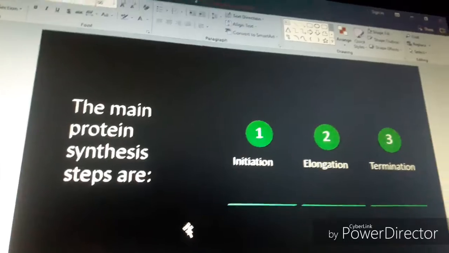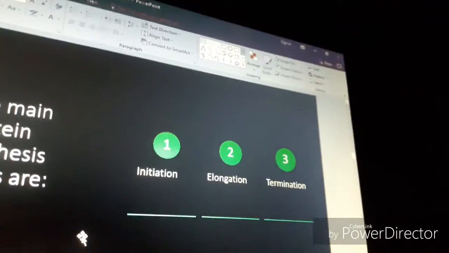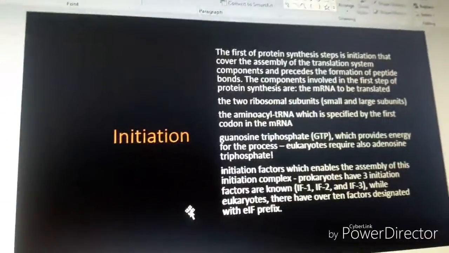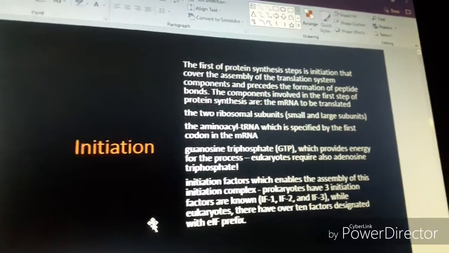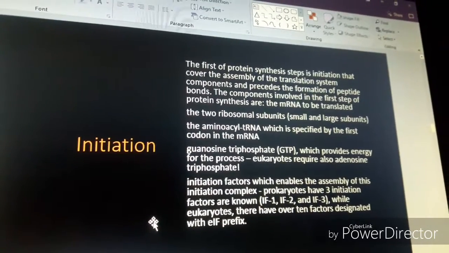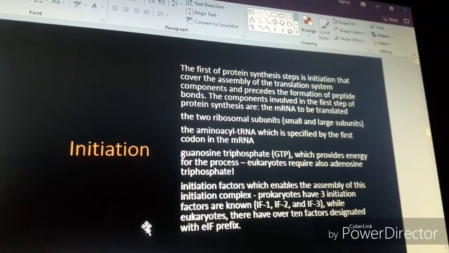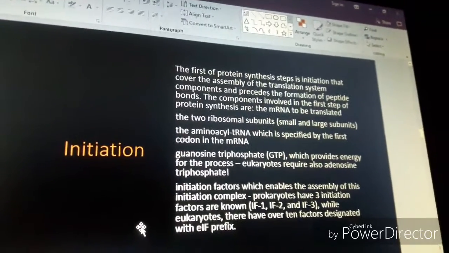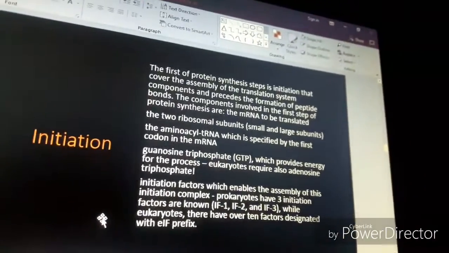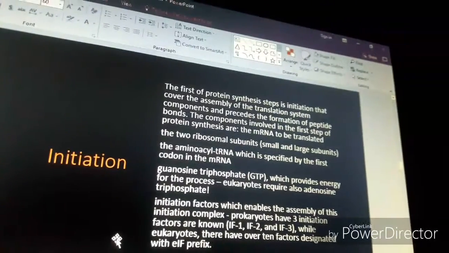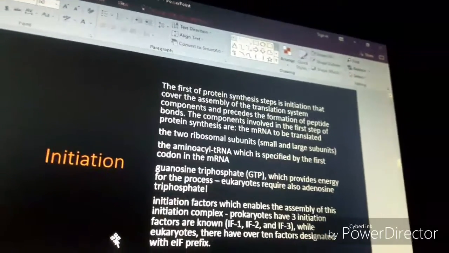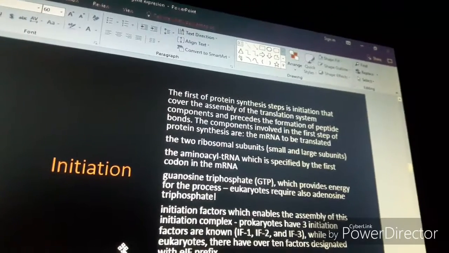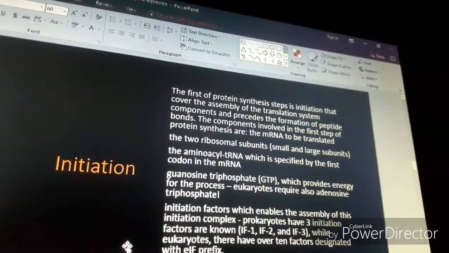The main protein synthesis steps are initiation, elongation, and termination. Initiation: the first step of protein synthesis is initiation, which covers the assembly of the translation components and proceeds to the formation of peptide bonds. The components involved in the first step of protein synthesis are the mRNA to be translated, the 2 ribosomal subunits, the aminoacyl tRNA, which is specified by the first codon in the mRNA, and guanosine triphosphate, which provides energy for the process.